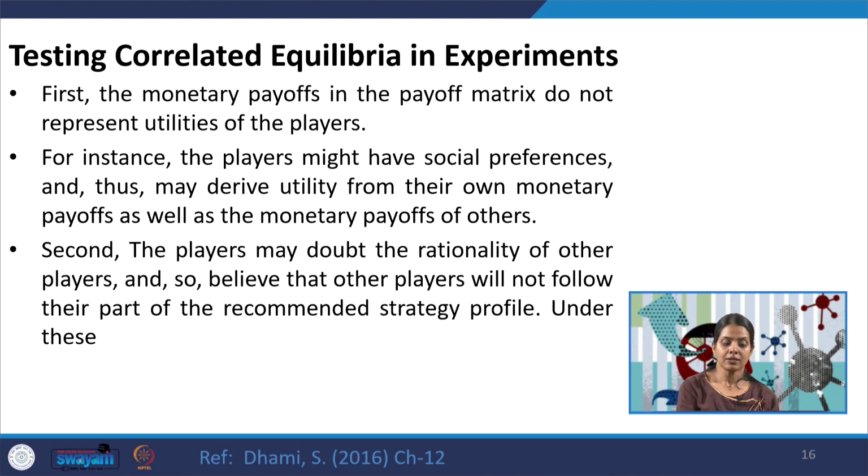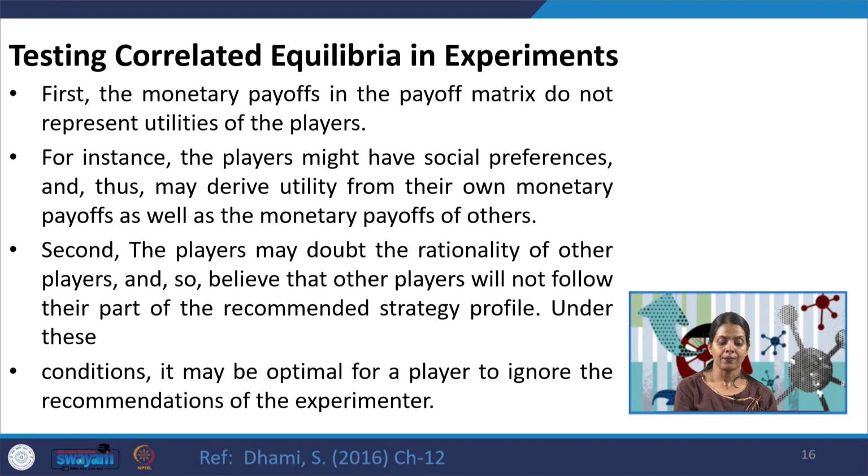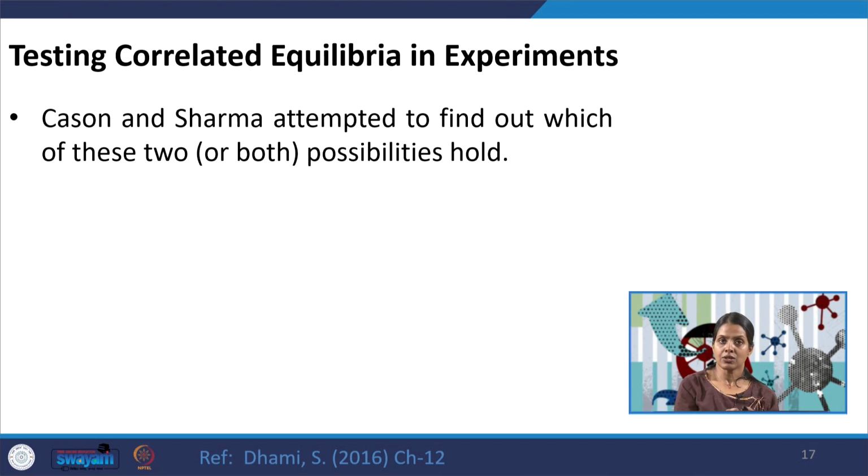Second, the players may doubt the rationality of other players and so believe that other players will not follow their part of the recommended strategy profile. Under these conditions, it may be optimal for a player to ignore the recommendations of the experimenter. Kaysen and Sharma attempted to find out which of these two or both possibilities hold.